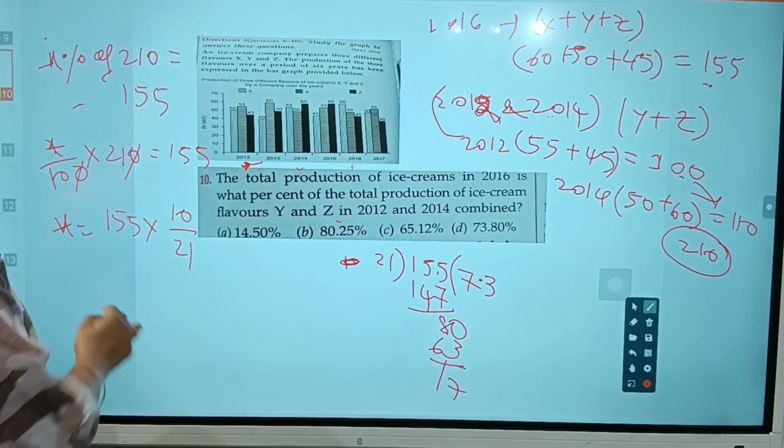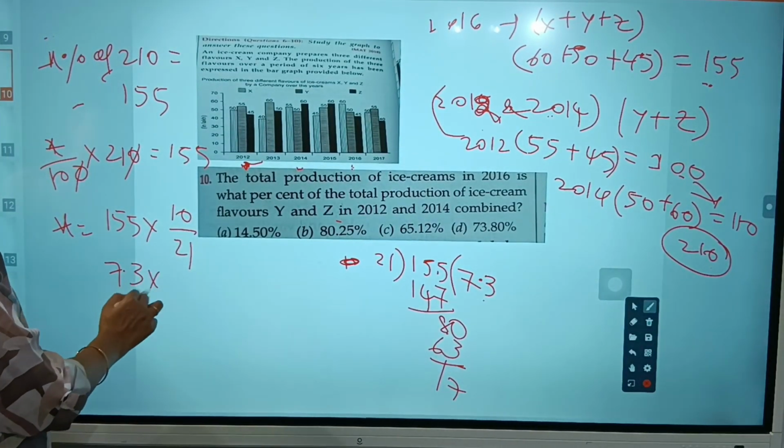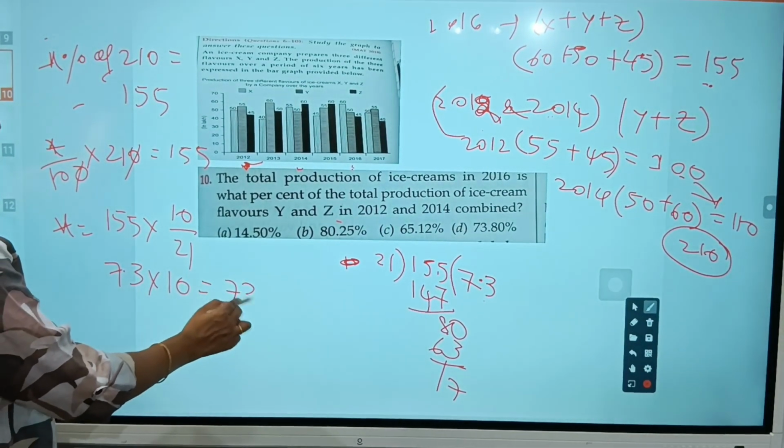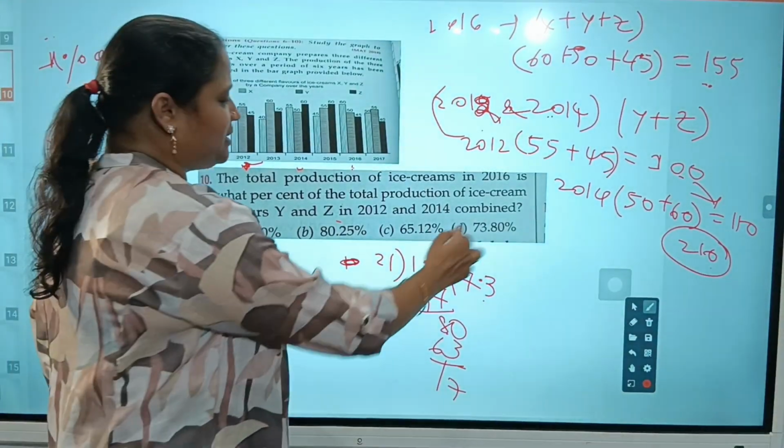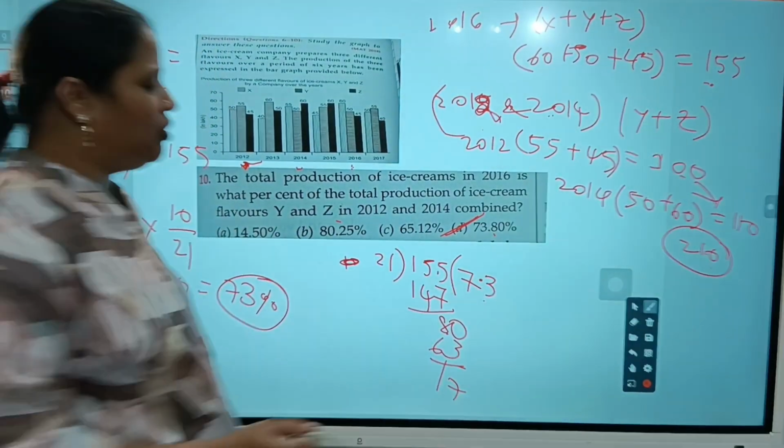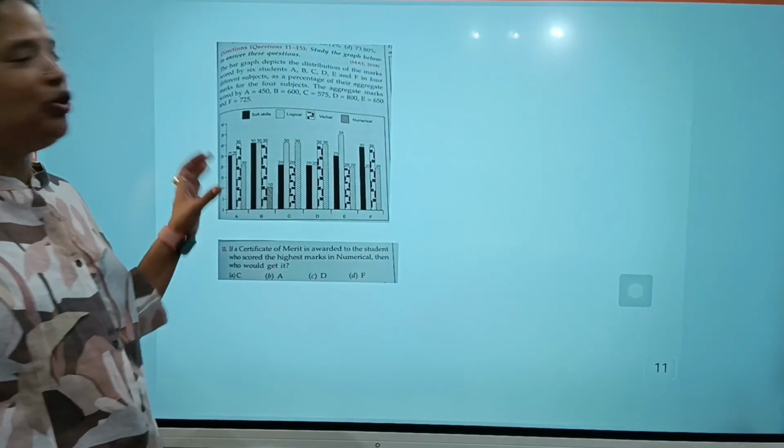So it is 7.3 into 10. So it is around 73%. So in the answers, the approximate answer is 73.80. This you have to select. Now let us move to another bar graph.